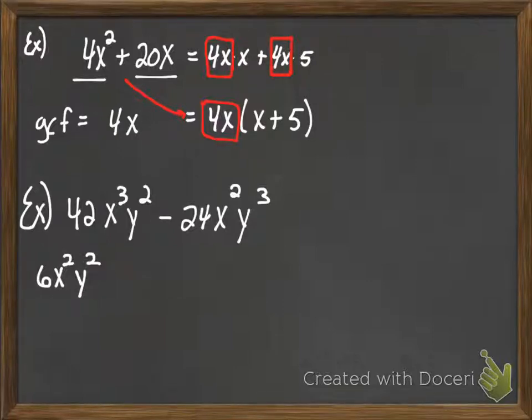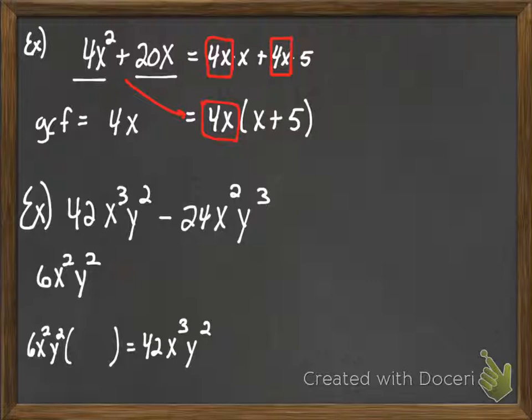Now there's really at least two different ways that you can approach this. You may come up with a third. How do I do the factoring step? I found the GCF, how do I do the factoring step? Well, you can approach it as follows. We can ask the question, 6x squared y squared times what would give me 42x cubed y squared? And we just fill in the blank. And we do the same thing for the other part.